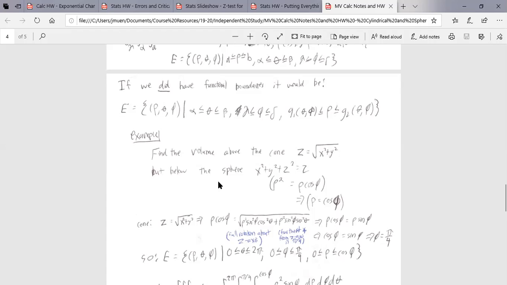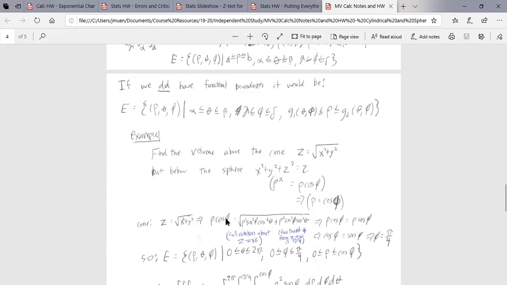We already discussed that this cone, z equals the square root of x squared plus y squared, is the same as saying that it's a cone with an angle that's pi over 4. So what that means is that our cone will extend no further than pi over 4 from the positive z-axis. So in other words, phi goes from 0 to pi over 4.